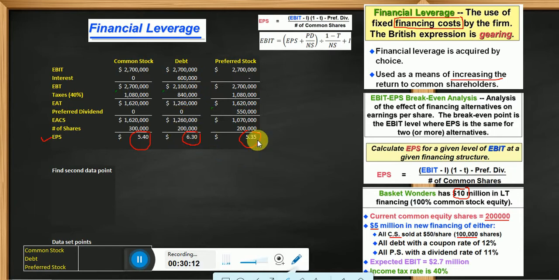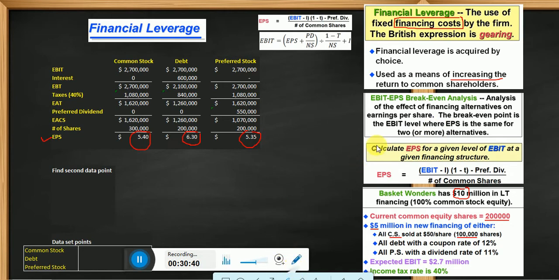Now we need to know about another point, and that is EBIT, earning per share break-even analysis. And this analysis will help tell you which alternative is better when. So the EBIT, earning per share break-even analysis is the analysis of the effect of financing alternatives on earning per share, right? So the break-even point is the EBIT level where earning per share is the same.